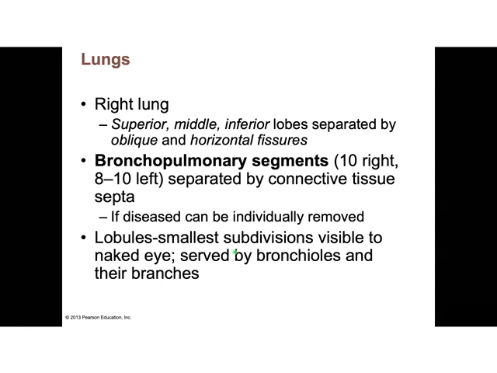So the right lung has 3 lobes, right? And it has about 10 segments in those 3 lobes, a total of 10 segments separated by connective tissue. And on the left side, we have between 8 to 10 segments in 2 lobes, okay? So if a lobe goes bad, we can take the lobe out and the integrity of the lung can be maintained. The lobules are the tiniest subdivisions, and they're served by bronchioles and their branches.